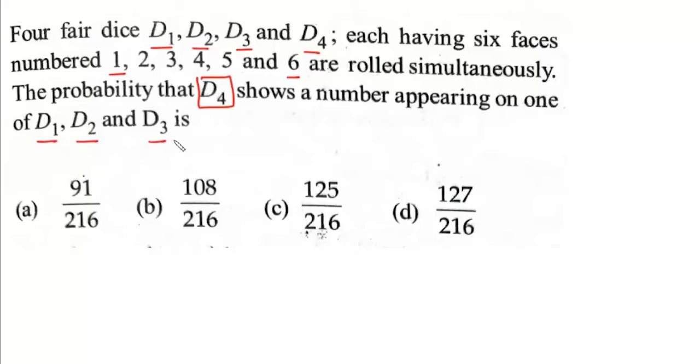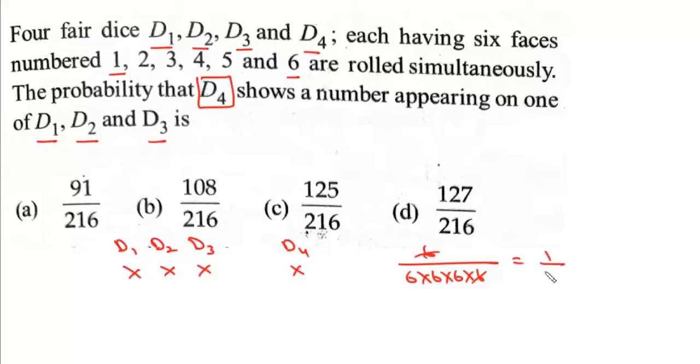Now here we have to consider 3 cases. Case 1, when D1, D2 and D3 have the same number, say x, x and x. Now D4 must show a number appearing on one of D1, D2 and D3. In this case D4 must also have x. So that means all the 4 dice show the same number. Now this probability will be given by 6 upon 6 into 6 into 6 into 6. So there will be 1 upon 216.